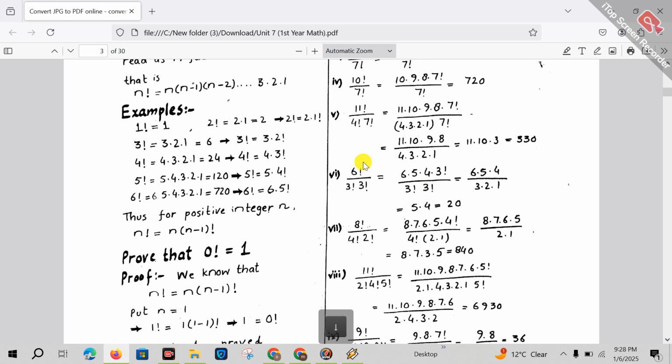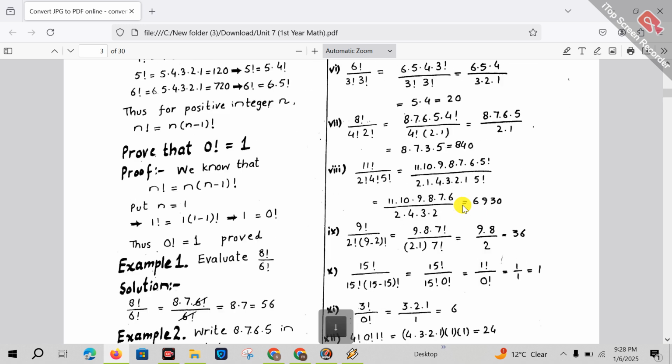Next, 6 factorial over 3 factorial into 3 factorial. So 6 factorial can be broken down as 6 into 5 into 4 into 3 factorial. So one 3 factorial cancels out, but the value of the other 3 factorial is 3, 2 and 1. We put this value, and 3 twos are 6, 6 cancels out, and 5 fours are 20. This is our answer.